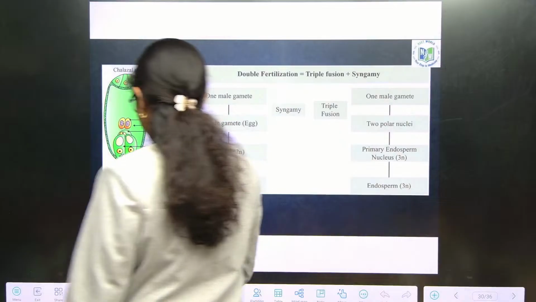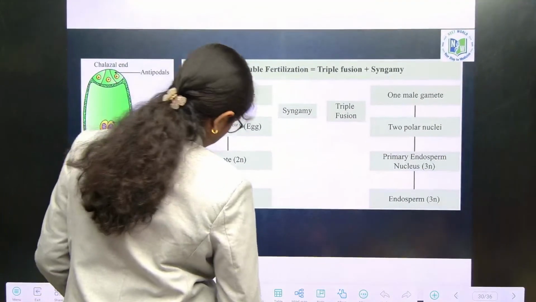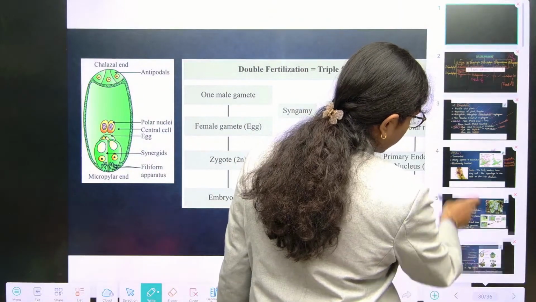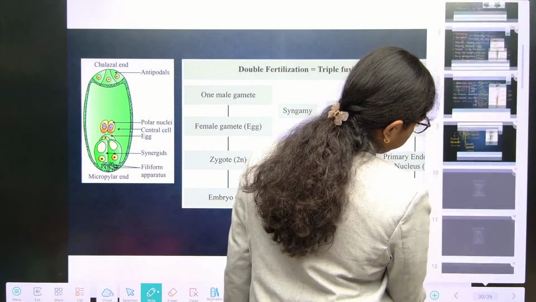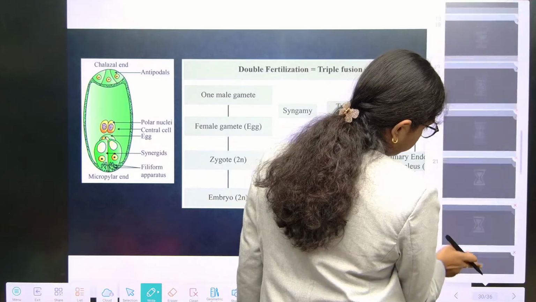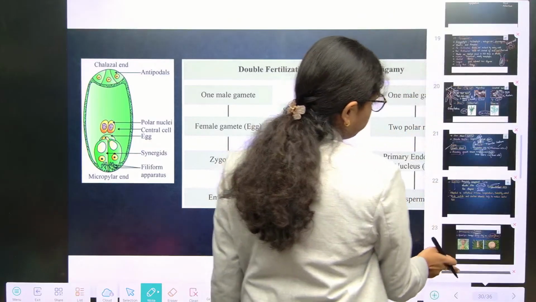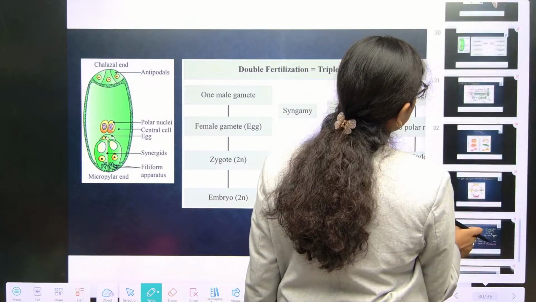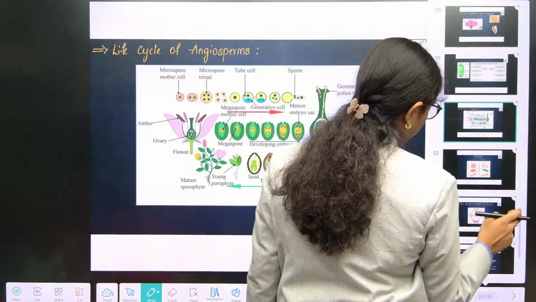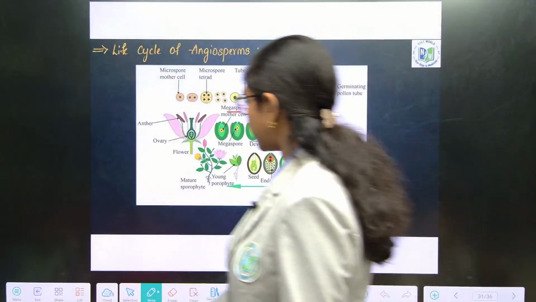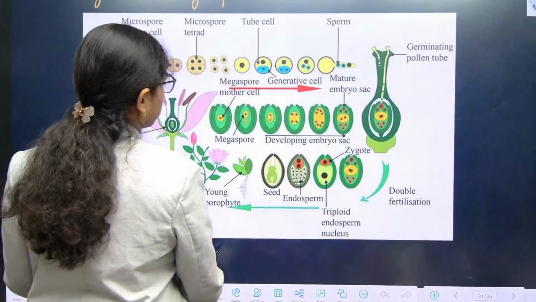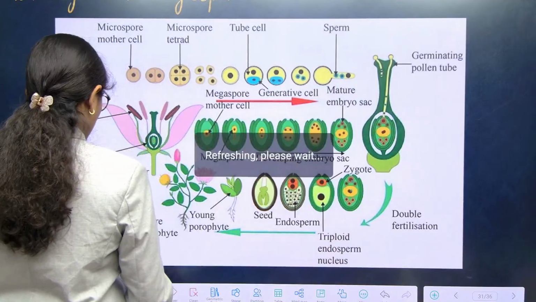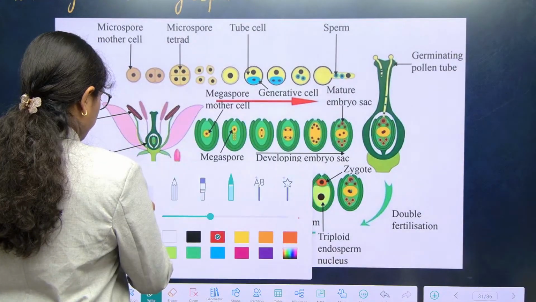How does double fertilization take place? Just a second. I will directly explain it to you via the life cycle. Everybody can see this? Yes or no? Yes, ma'am.